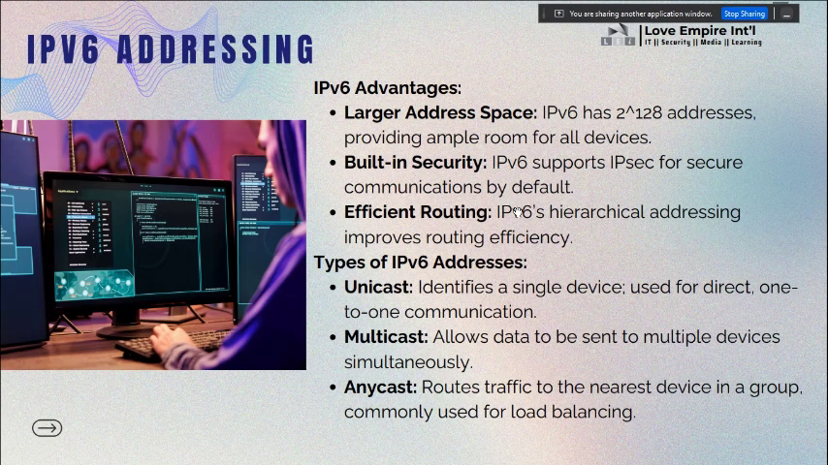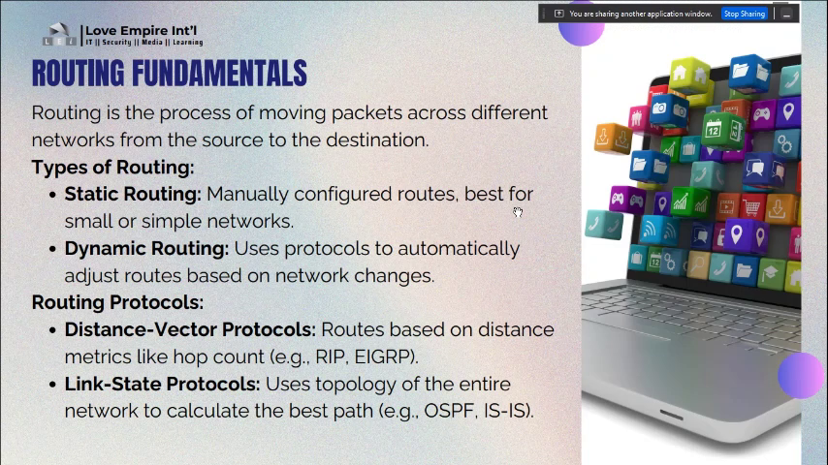Then we have anycast, which routes traffic to the nearest device in a group, commonly used for load balancing. So when you send something, it looks for the nearest device and drops the data. Then that device will also look for the nearest device and drop. It will move like that until it gets to where you are supposed to send it. Multicast sends to every device on the network. Unicast sends to a particular device. So these are the three types of IP version 6 addresses.